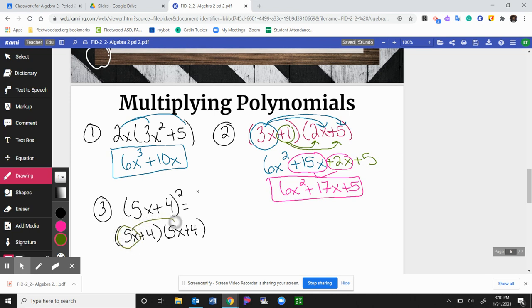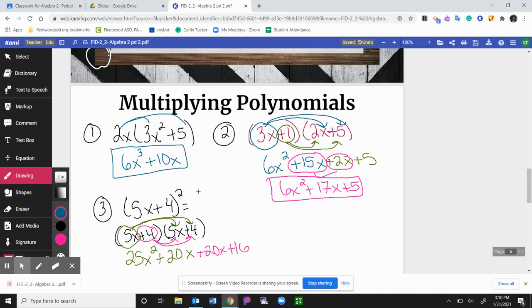So I'm taking this 5x and multiplying it by 5x. 5 times 5 gives me 25. x times x gives me x squared. Take your 5x times your 4 to get your 20x. And then I'm going to distribute that 4. 4 times 5x gives me 20x. And then 4 times 4 gives me a 16.